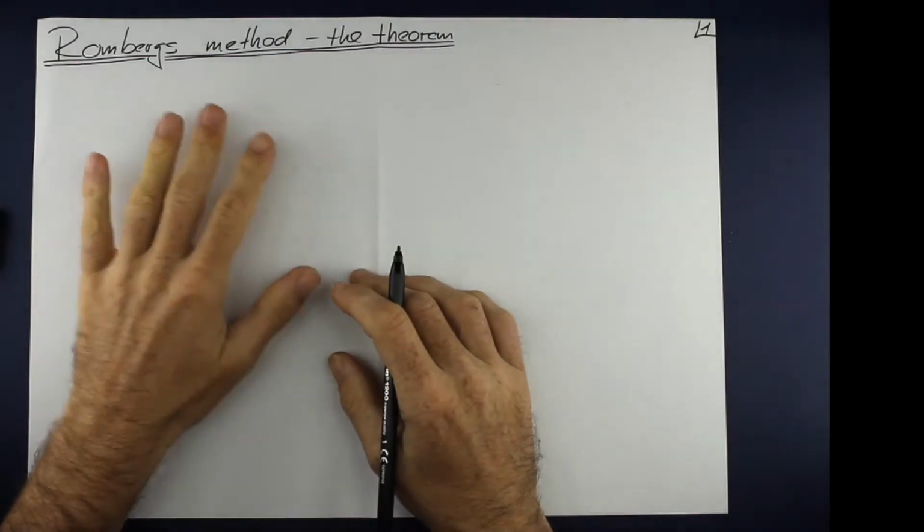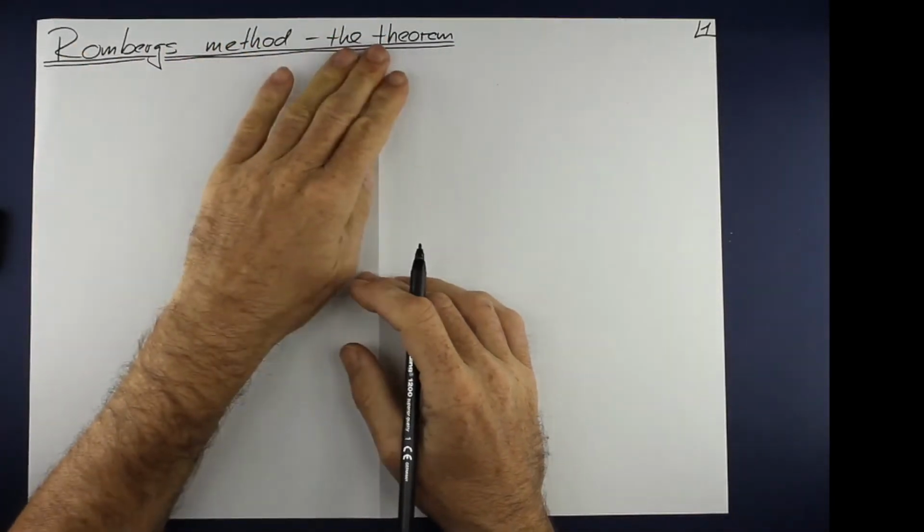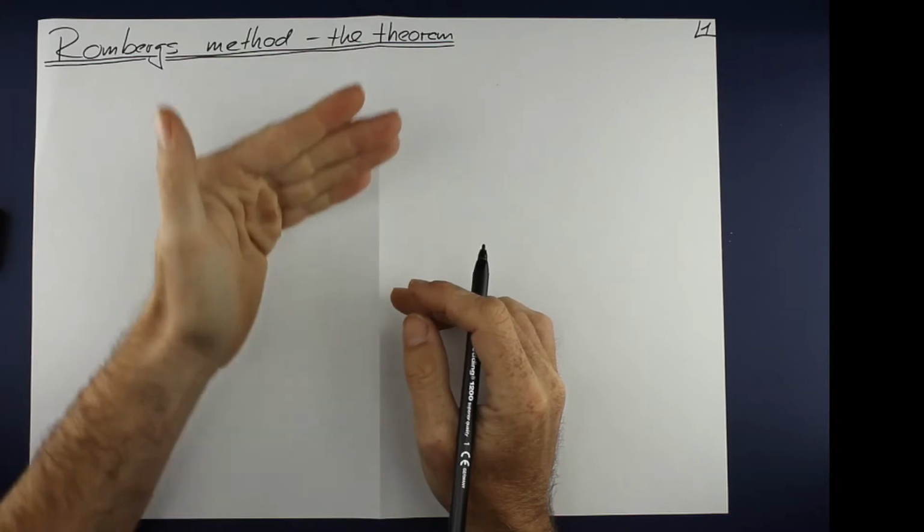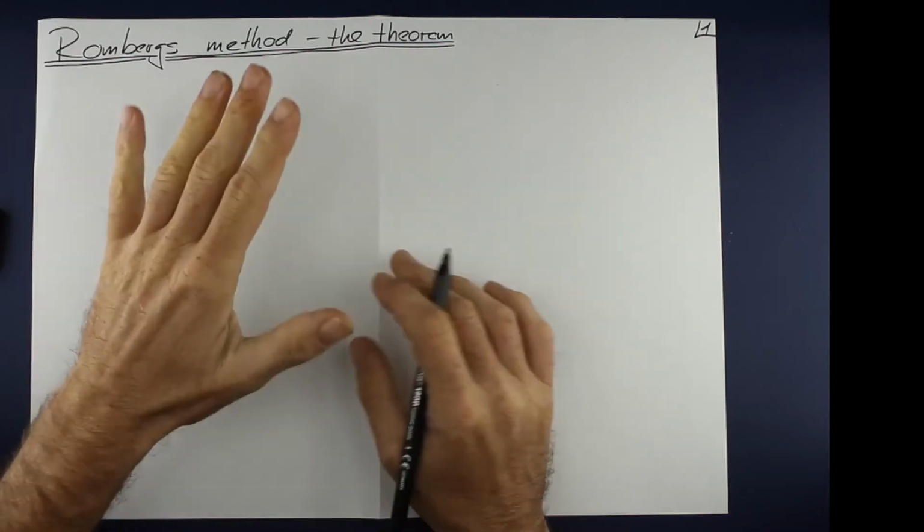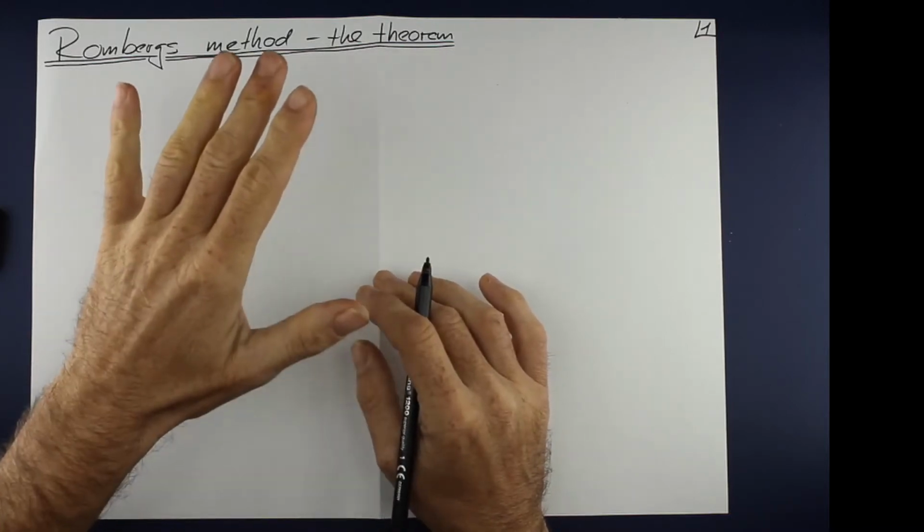Let's talk about Romberg's method, the theorem. The theorem is the basis of the application. So what is Romberg's fantastic theorem?